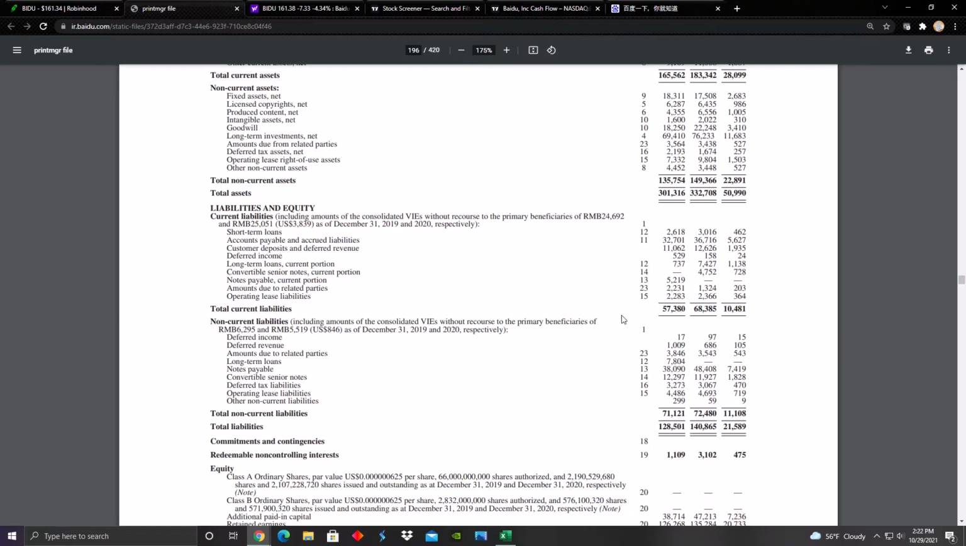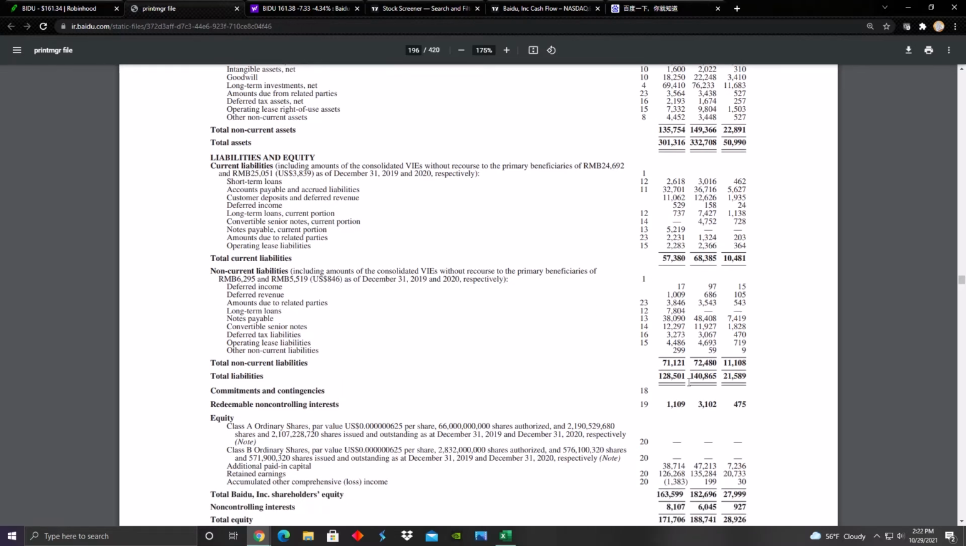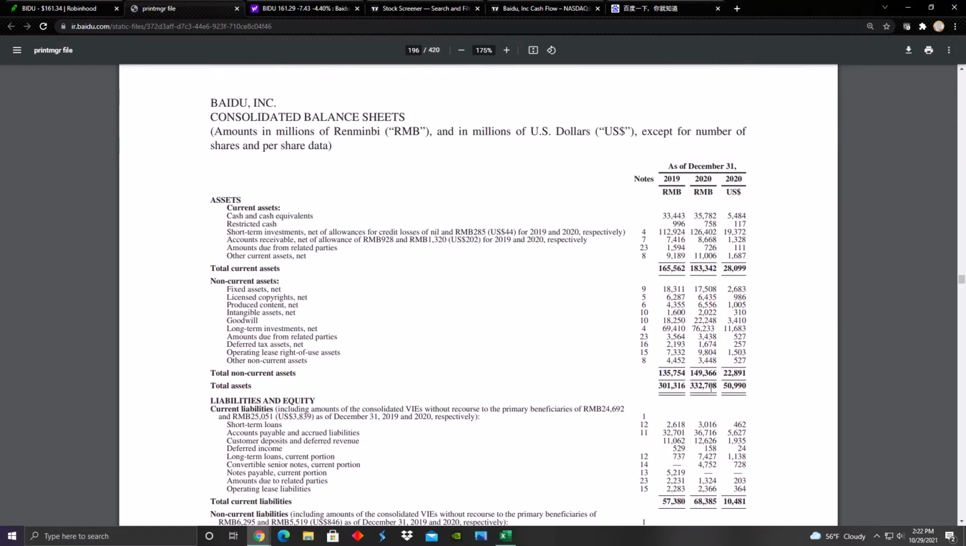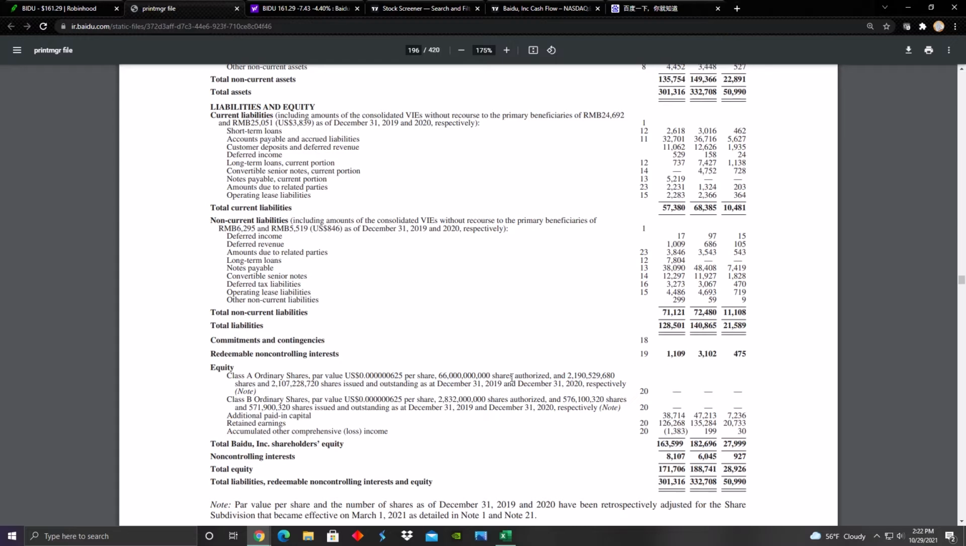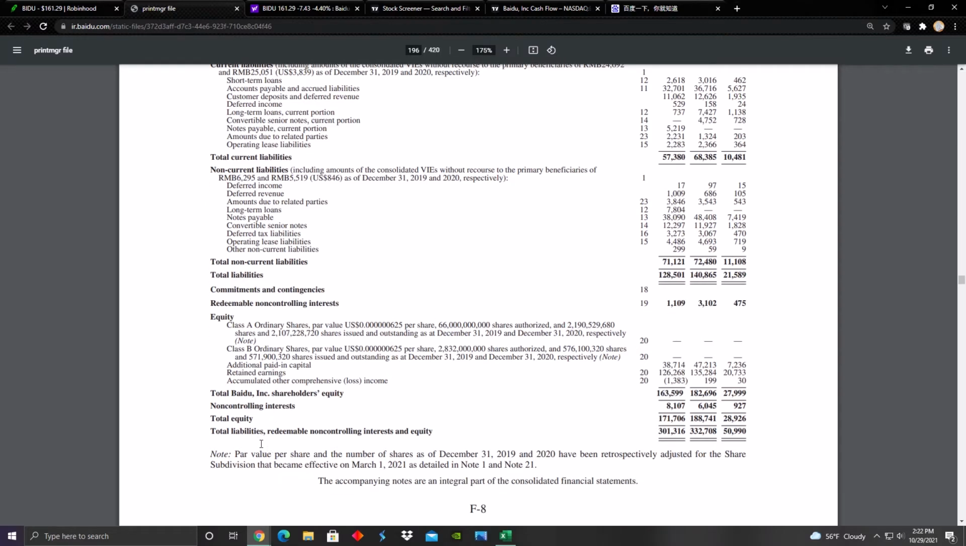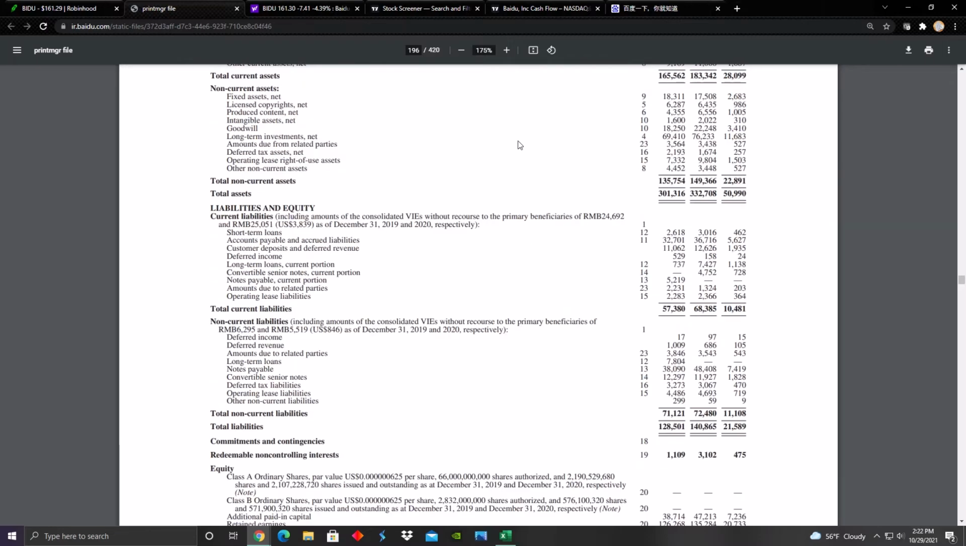Their total current liabilities have increased from 57 to 68. Total liabilities went from 128 to 140 in 2020, which equates to $21 billion US dollars. And their total equity, which is their assets minus their liabilities, comes out to 188 billion from 171 billion in 2019, and that equates to 28 billion US dollars.